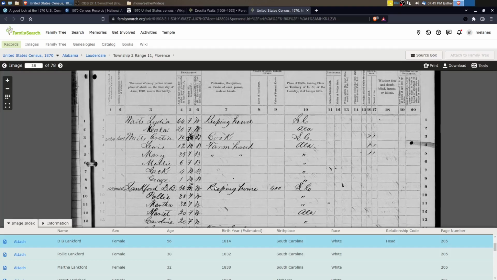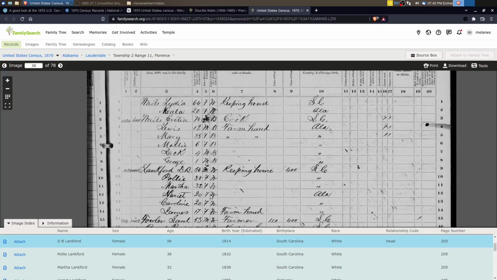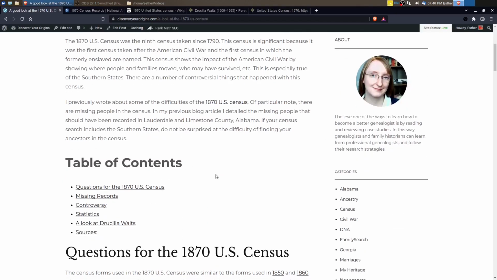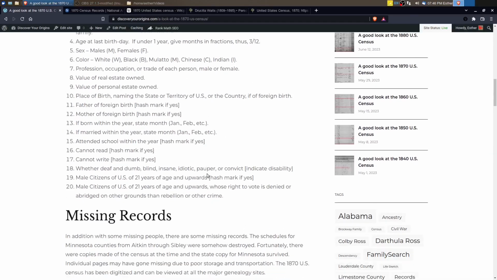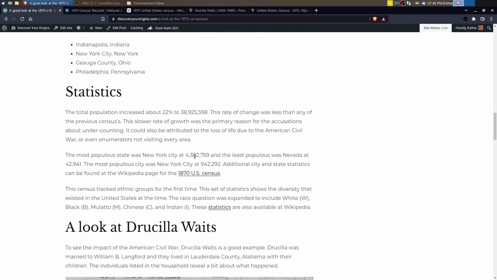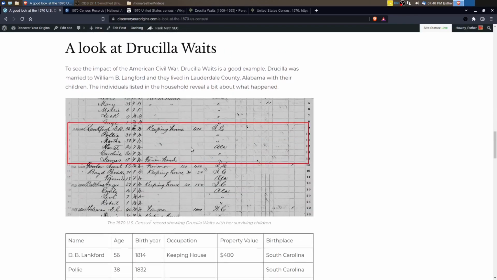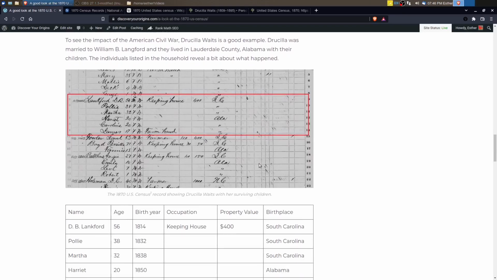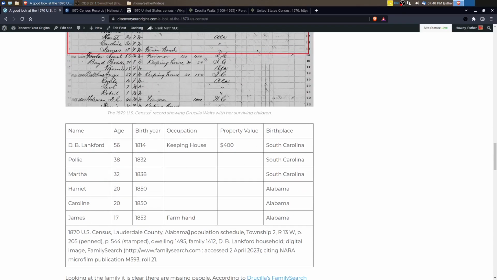So lots of things here have changed for Drucilla. I have written a blog article about this, and you can take a closer look at the questions and missing records, the controversy, and also the analysis that I did for Drucilla Waits in the 1870 census and the transcription with the sources. So if you're interested, take a look.